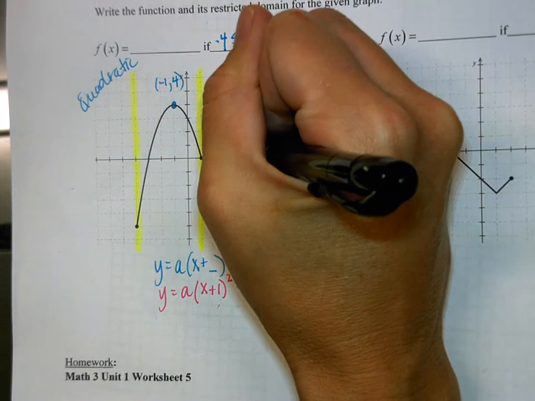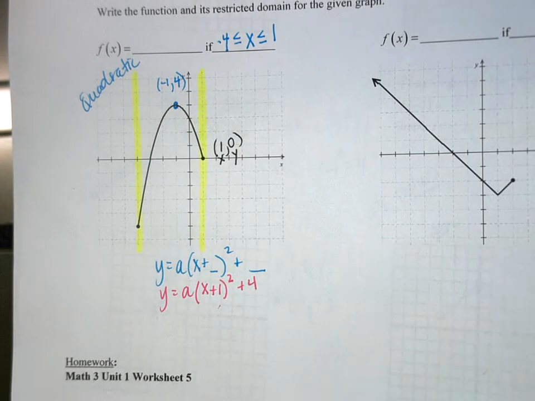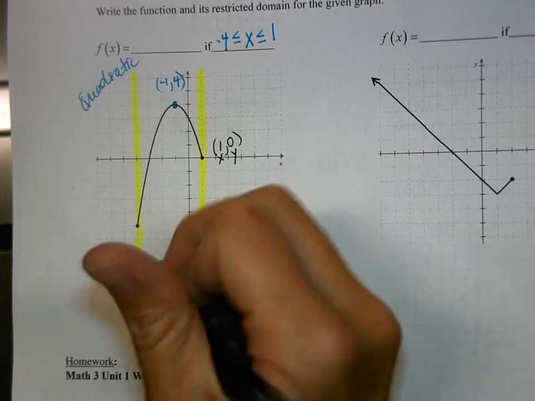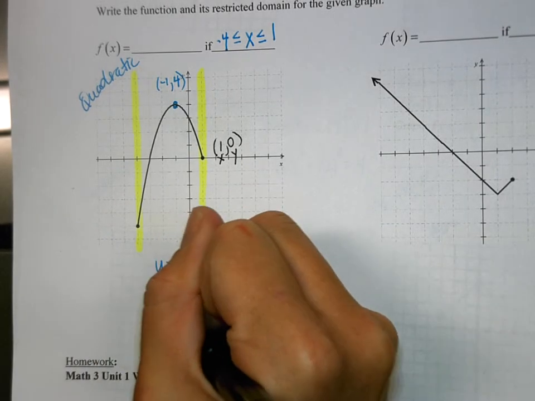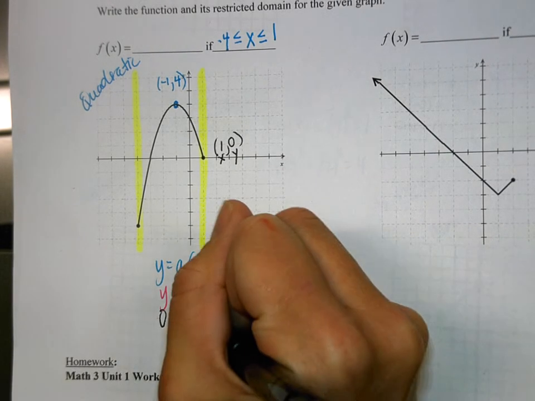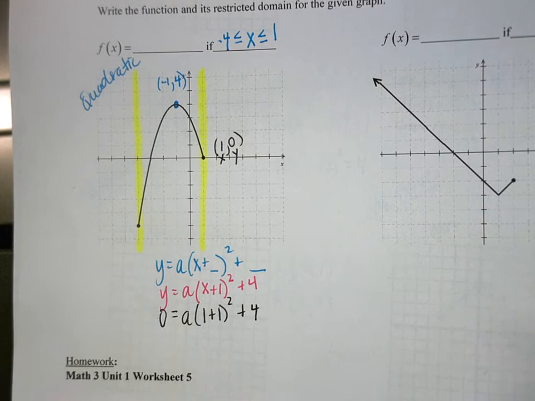1, 0. That's x and y. I always label those so that I actually put them in for x and y here. We're substituting in. So my y is 0 equals a. My x is 1, and then plus 1 squared plus 4.